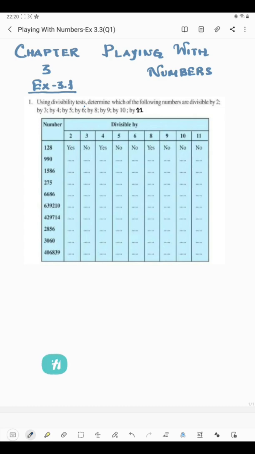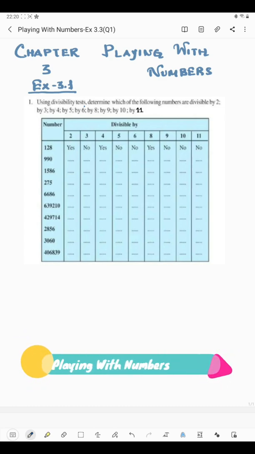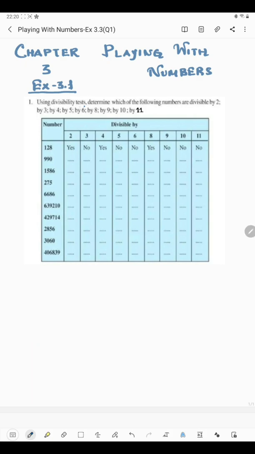Everyone. Now I'm going to start question number 1 of exercise 3.1. In this question we have, using divisibility test, determine which of the following numbers are divisible by 2, 3, 4, 5, 6, 8, 9, 10 and 11. Here some numbers are given. Using divisibility test we will have to determine whether these numbers are divisible by 2, 3, 4, 5, 6, 8, 9, 10 and 11.